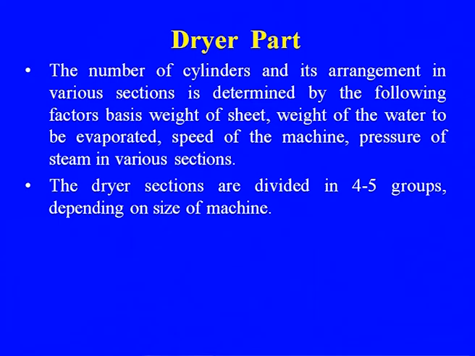So, these are some of the parameters which affect the good running or good working of the dryer. The dryer section is divided into 4 or 5 groups depending upon the size of the machine, because the dryer part is smaller in the case of the Yankee, but in the case of the Fourdrinier machine or the board machine, a longer dryer part may be required.